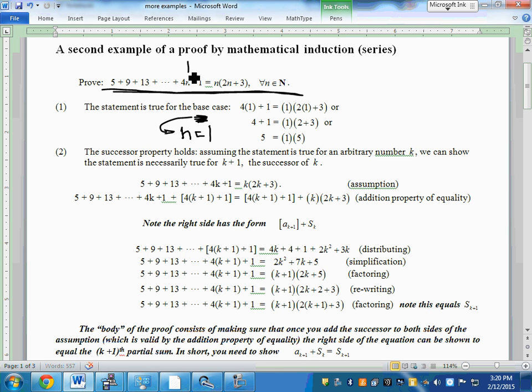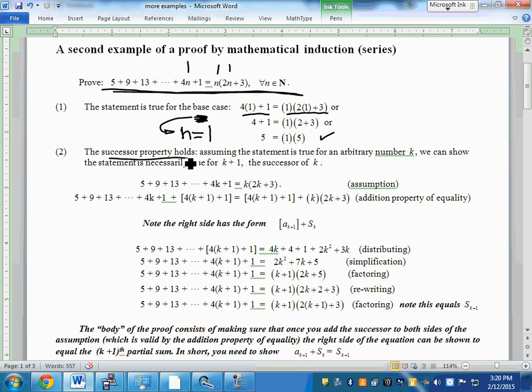So in here we put a 1, there we put a 1, there we put a 1, that gives us this, right? And then you just simplify, double check, make sure that's good. Okay, so the base case is true. It is true when n is equal to 1. Okay, the second thing, the inductive step, is this. The successor property has to hold.